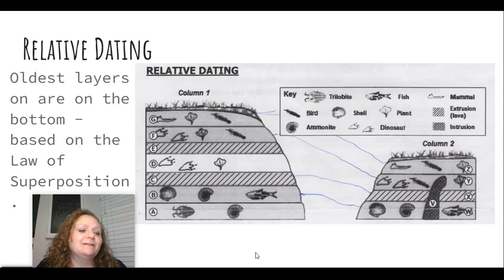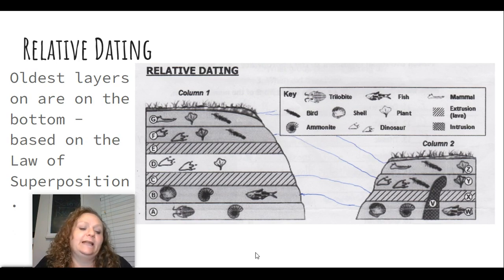Essentially, relative dating really just means that the oldest layers of rock are going to be found on the bottom. So if you look at this picture that I pulled, just so you can sort of see what we're finding here, the law of superposition says that those in layer A have to be older than those in layer B. And layer B is older than layer C, and layer C is older than D, and so on and so forth. And so if you look at this, you can actually see where certain organisms may have appeared, or what organisms were there at the same time.